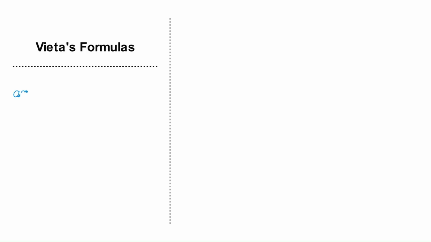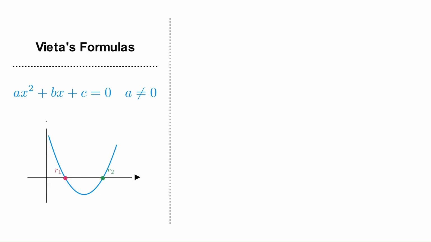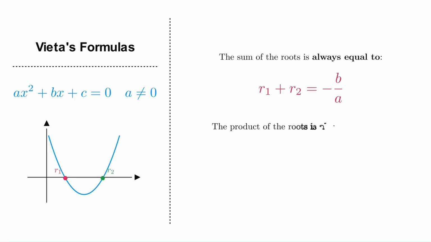Consider a quadratic equation in standard form. The solutions, or roots, of the equation represent the x-intercepts of its graph. We'll denote these roots as R1 and R2. Rather than solving the equation completely, Vieta's formulas allow us to determine important relationships between the roots directly from the coefficients. The sum of the roots is given by R1 plus R2 equals negative b over a. The product of the roots is given by R1 multiplied by R2 equals c over a.